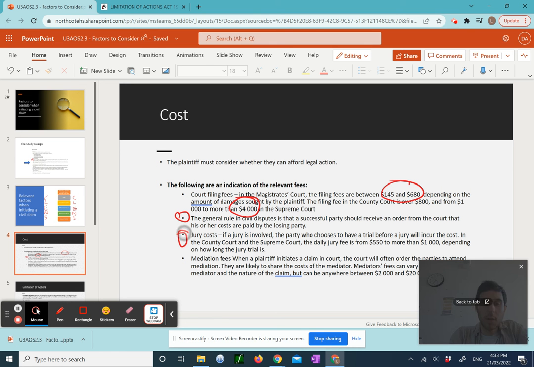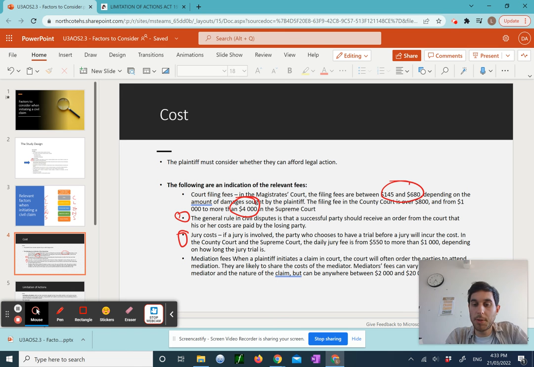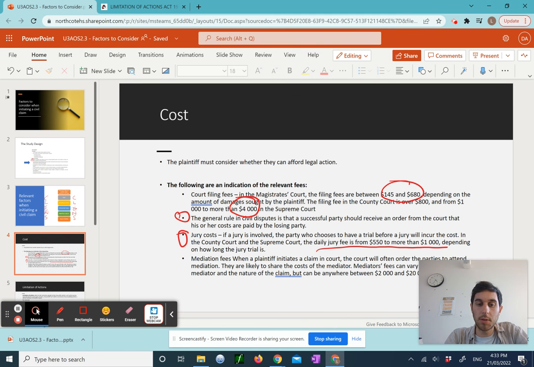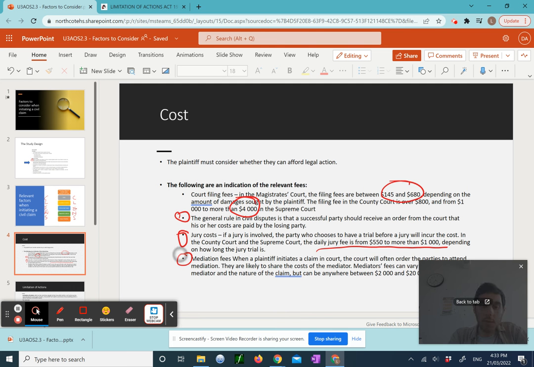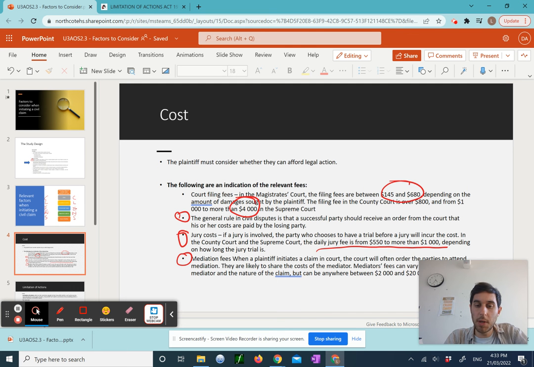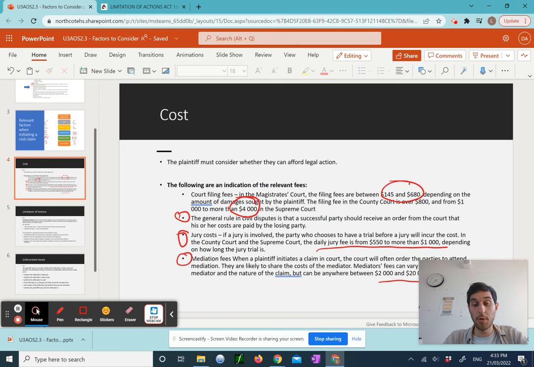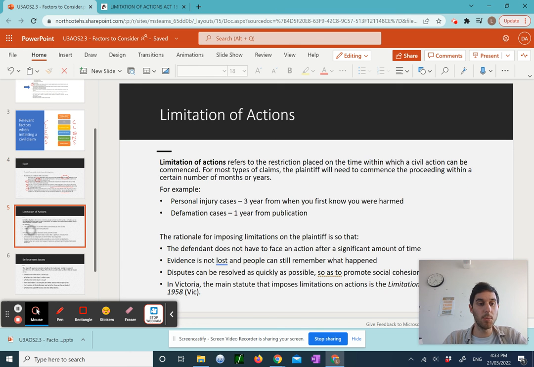Same thing with the jury. Now, in a criminal case, you always have the right to a jury. In a civil case, you actually have to make a decision whether or not you want to have a jury. And if you decide you want one, well, you've got to pay for one. And the daily jury fee can be between $500 and $1,000, depending on how long the jury trial is going to be. There are also the costs of alternatives, like if you go to mediation instead of going to court, it's going to cost you money. Some mediators can have a fee between $2,000 and $20,000 a day. So this stuff can add up really quickly, and you've got to think about that before you decide whether or not you're actually going to pull the trigger and sue someone.